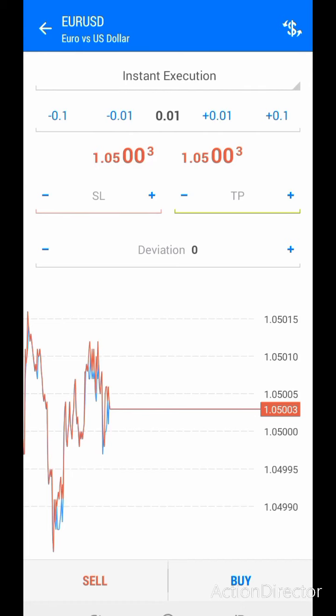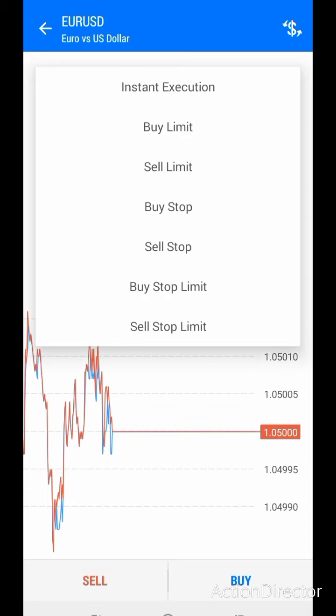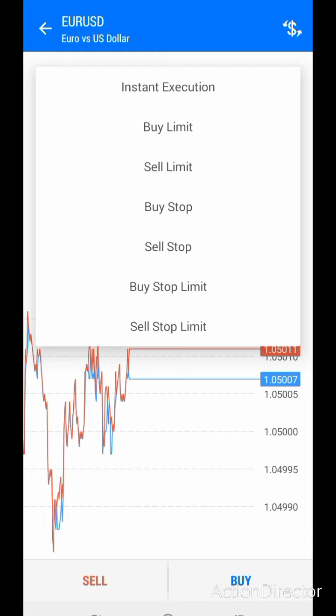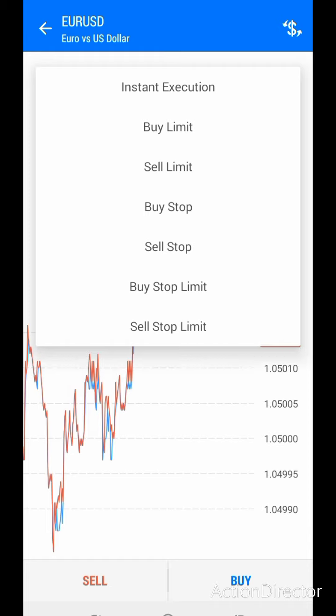What is going on, everybody? Welcome back to another video. In this video, I'm going to be explaining all these parameters: instant execution, buy limit, sell limit, buy stop, and sell stop. In the next video, I'm going to be talking about buy stop limit and sell stop limit. It's actually a new parameter that has been added to the forex industry and the MetaTrader apps, specifically on MetaTrader 5. You won't see buy stop limit and sell stop limit on MetaTrader 4.